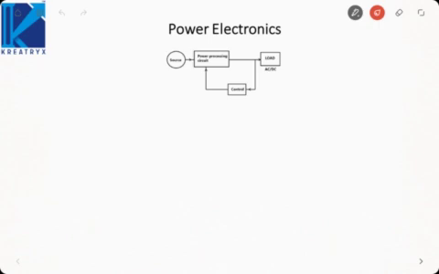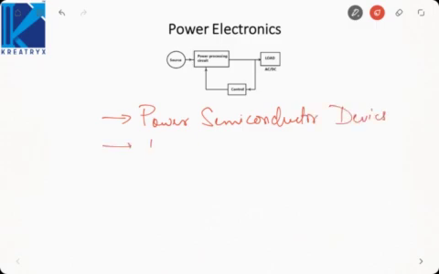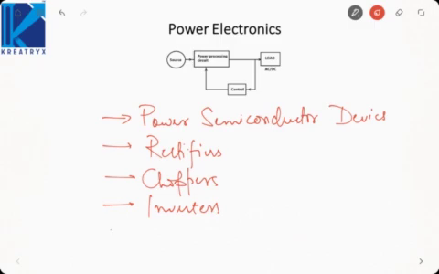Hi guys, in this lecture we will be starting our study about power electronics. So basically the course of power electronics has been divided into some units. First unit is power semiconductor devices. Second unit is rectifiers. Third unit is choppers. Then inverters, and then AC voltage controllers.